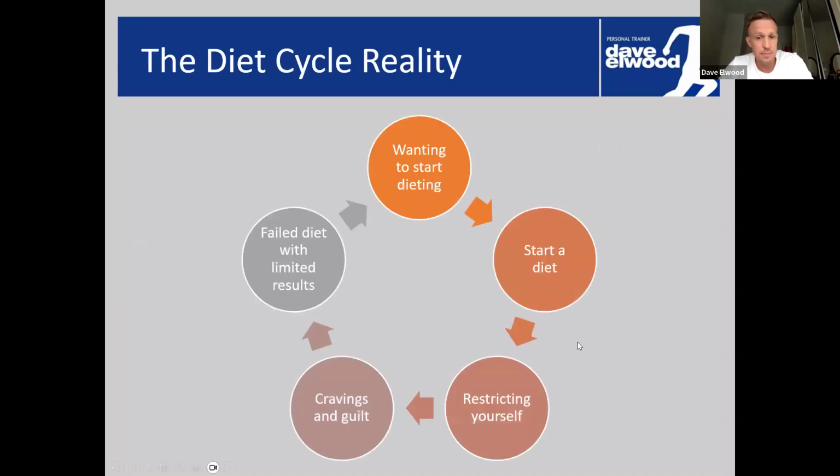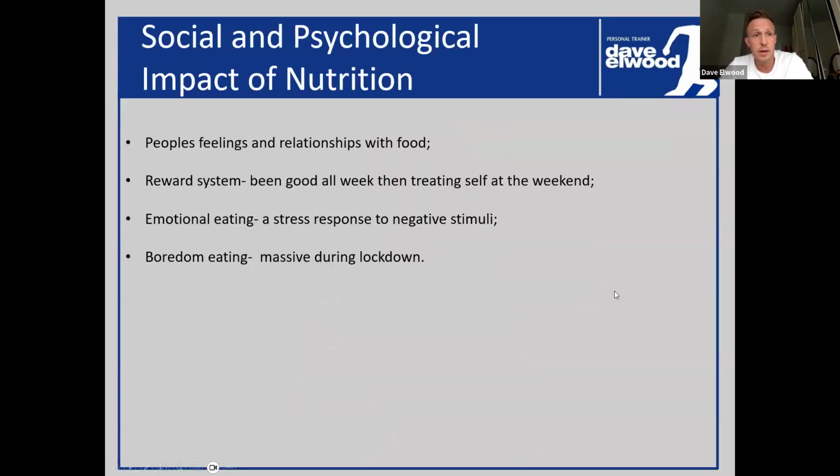All right. This is the diet cycle reality. You want to start a diet, you start a diet, and then you start restricting yourself. And when you start restricting yourself, what happens is you start getting cravings. A craving just means you're hungry. And then you start feeling guilty because you had that Chinese on a Tuesday night, or you had that glass of red wine on a Wednesday night, and you're just like, well, do you know what? Screw it. Then you've failed with limited results, and start spinning your wheels for weeks, months, in some cases years, in some cases never, waiting to get back on the wagon again. Okay, so that's how it works.